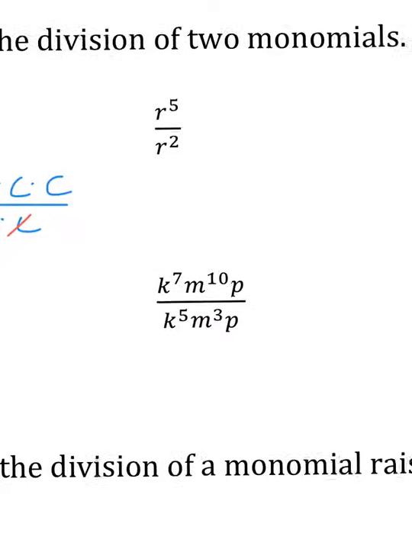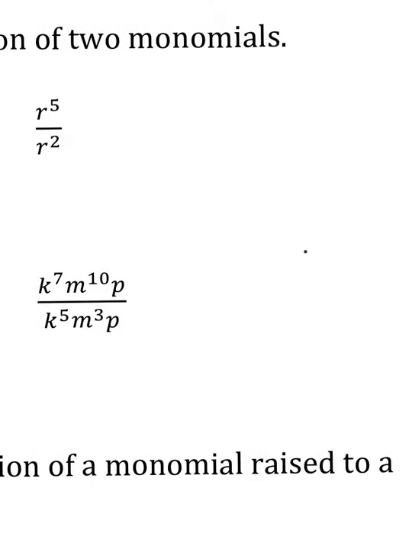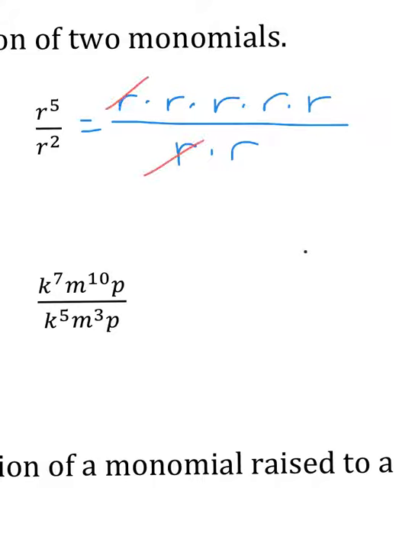Now let's look at this next one. We have r to the 5th divided by r squared. Let's see what happens this time. This is a few less to write out. So we have 5 r's divided by 2 r's, and again we'll cancel out: one on the top, one on the bottom, one on the top, one on the bottom. We are left with 3 r's, so our answer is r cubed.